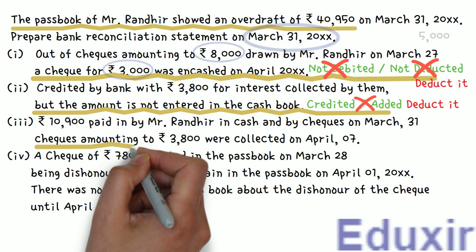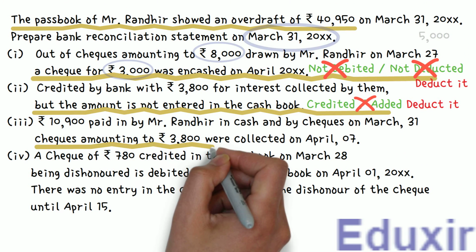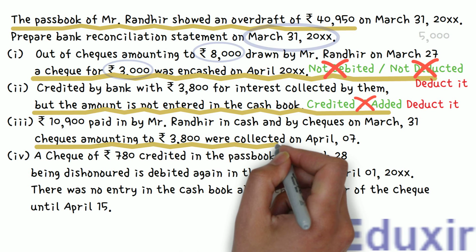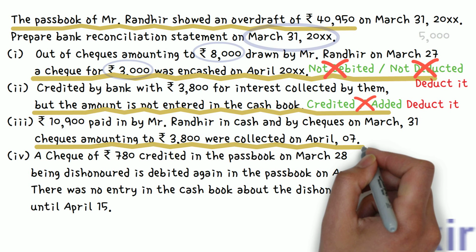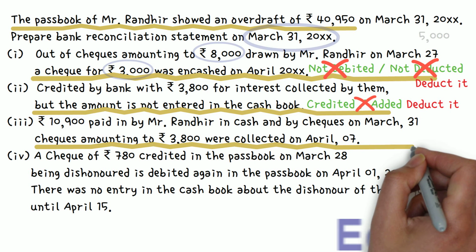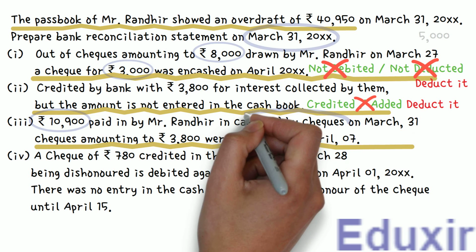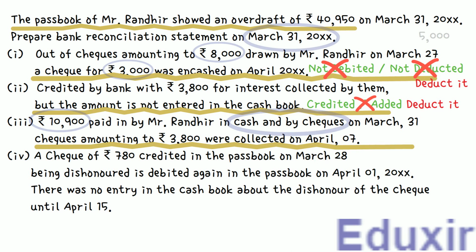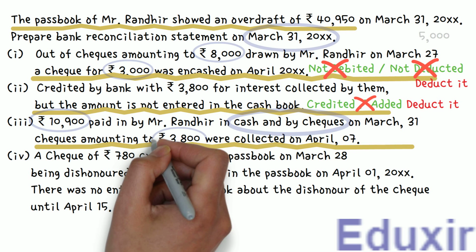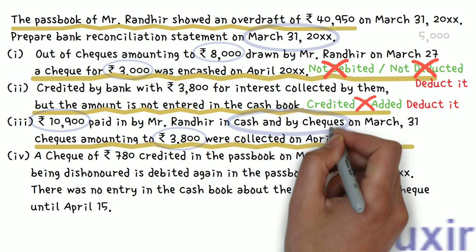Here it is given that cheques and cash for 10,900 rupees were paid in by Mr. Randhir, and cheques amounting to 3,800 rupees were collected on April 7th. So the total amount deposited into the bank is 10,900 rupees. This is deposited in both cash as well as in cheque. Among these, cheques for 3,800 rupees were collected on April 7th.